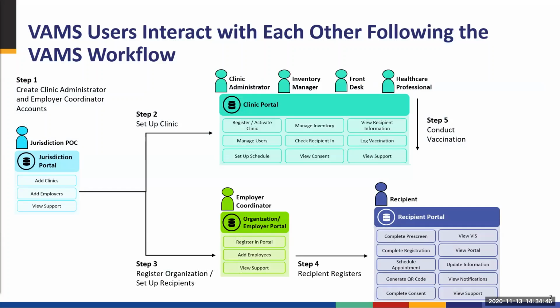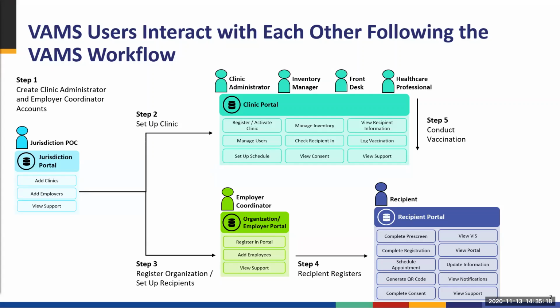So this is the VAMS workflow. This workflow shows how the 4 VAMS portals and their users interact with each other. There are a series of activities that each user will engage in that will trigger or allow an action on the part of another VAMS user. For example, the first step for everyone to start using VAMS begins with the jurisdiction point of contact adding clinics and organizations or employers in VAMS in order for them to activate and register their accounts.